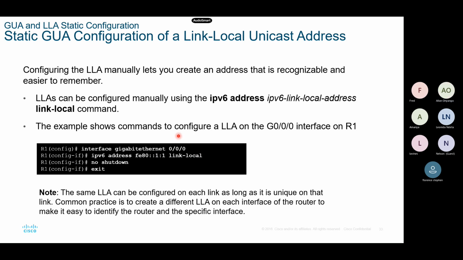Okay. Now, the link local address, since it is only unique to the link, you can always configure the same link local on every other link you have in the network, so long as it's unique on that particular link, okay? But the best practice is to create a different link local on each and every interface of the router to make it easy to identify the router and the specific interfaces.